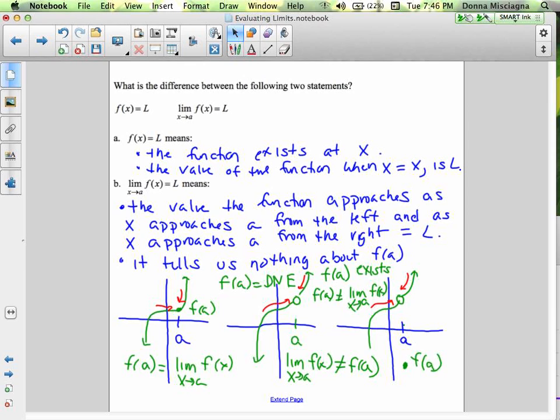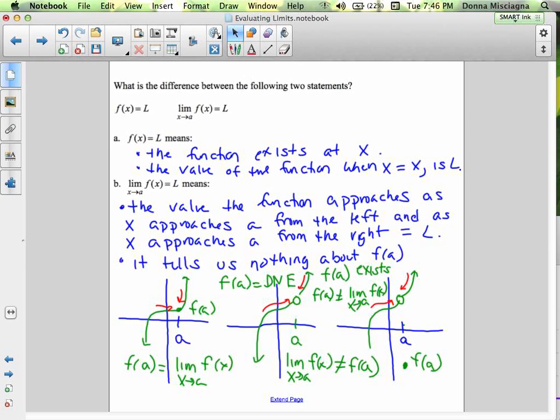So we can have three different scenarios here. The limit and the value of the function are the same. The function doesn't even exist at that point, but the limit still exists. Or the function exists, but it's not the same as the value of the limit. Of course, we could have another scenario where the limit doesn't exist, but we're looking at when the limit does exist, and the difference between f of x equaling a value and the limit equaling the value. Notice that the value of the function and the limit are not the same thing. It's a very important distinction, and you really need to know the difference between those two statements.